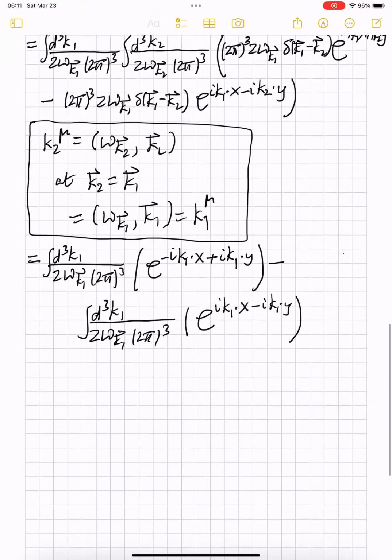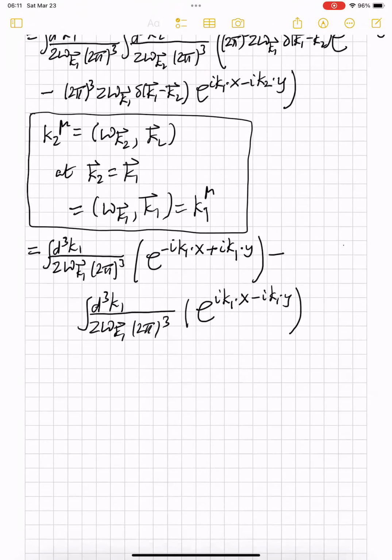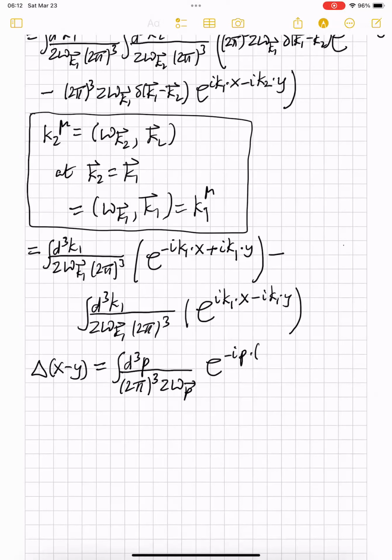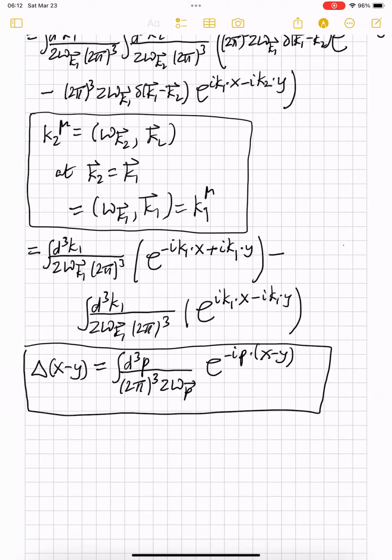Now, for this last term, I just want to do a slight rewriting. Let me introduce the function delta of x minus y. Delta of x minus y is given by an integral d3p over 2 pi cubed, 2 omega p, and then e to the minus i p dot x minus y. So I've just defined a function here. There's the definition of the function.